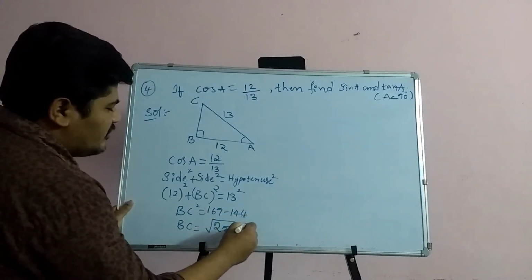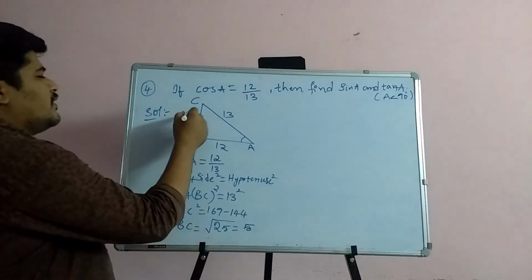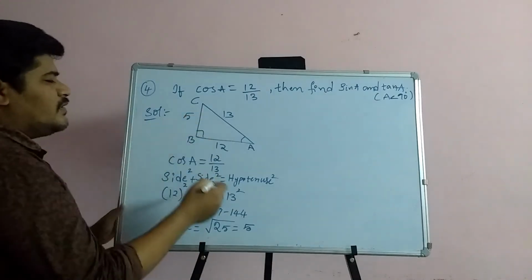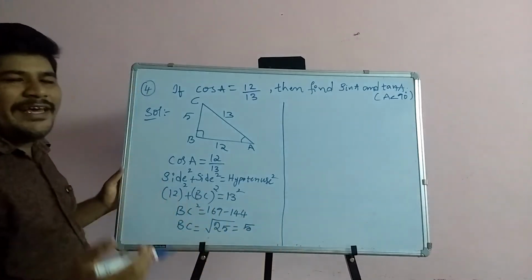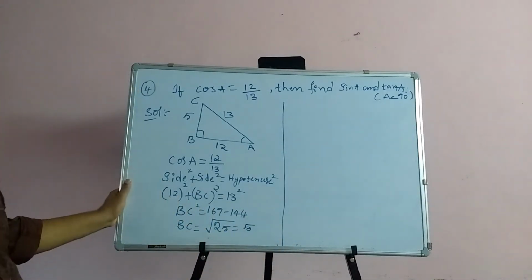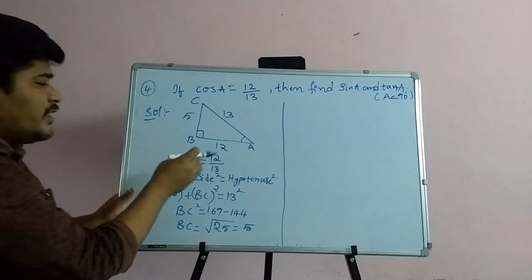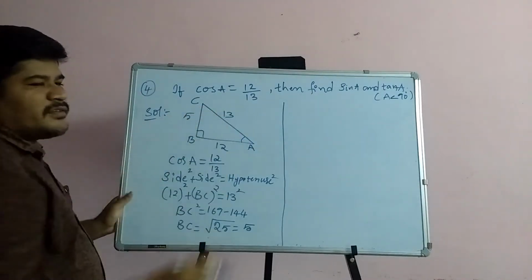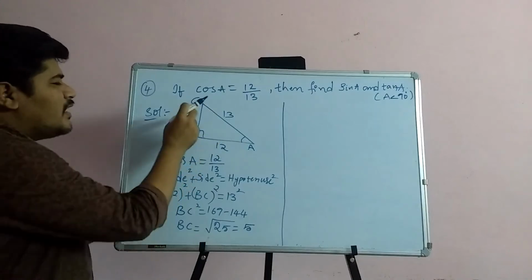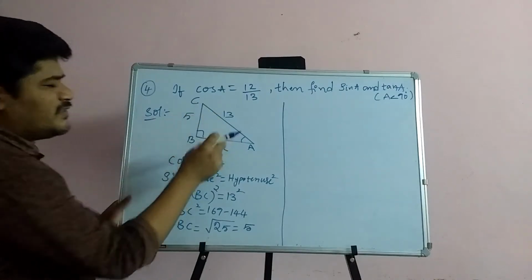Root 25 value is 5. So this is 5. BC is 5. Okay. Now they are asking us to find sin A and tan A from the given question. From this diagram we find. So sin A is opposite side by hypotenuse, and tan A is opposite side by adjacent side.